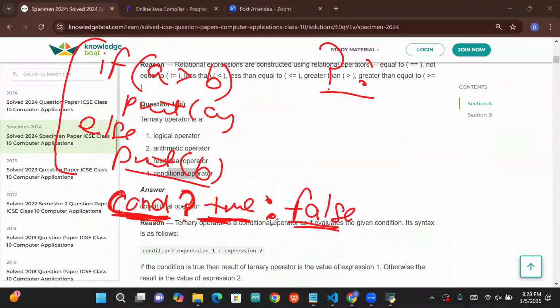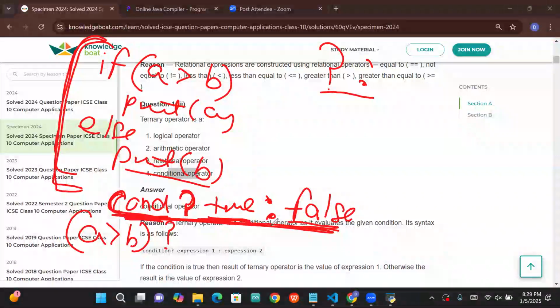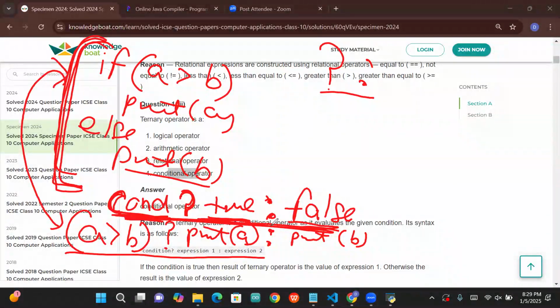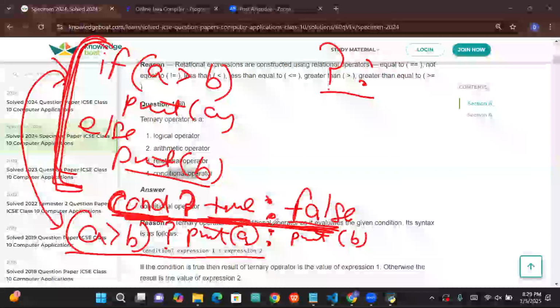Right? Now, if I want to write this particular if else by using the ternary operator, how can I do it? I can write the condition A greater than B. After the question sign, I will write whatever I want to do if the condition is true. So I want to print A. If the condition is false, then what I want to do, I will write after the colon sign. I want to print B. Right? That's it. So this statement is the replacement of this if and else. In this way, you can replace the if else with the ternary operator.